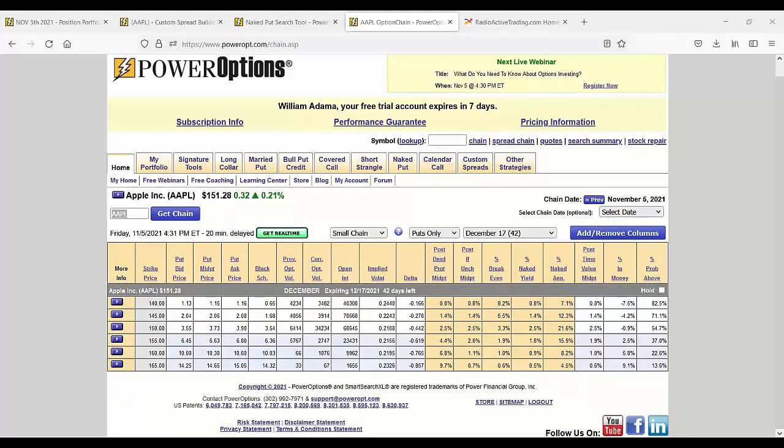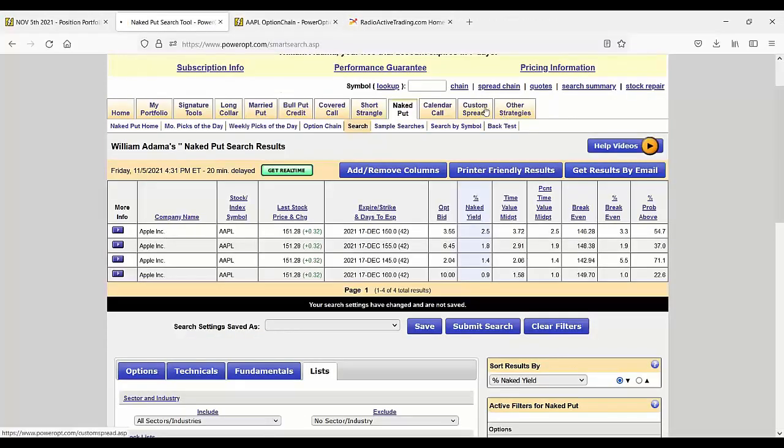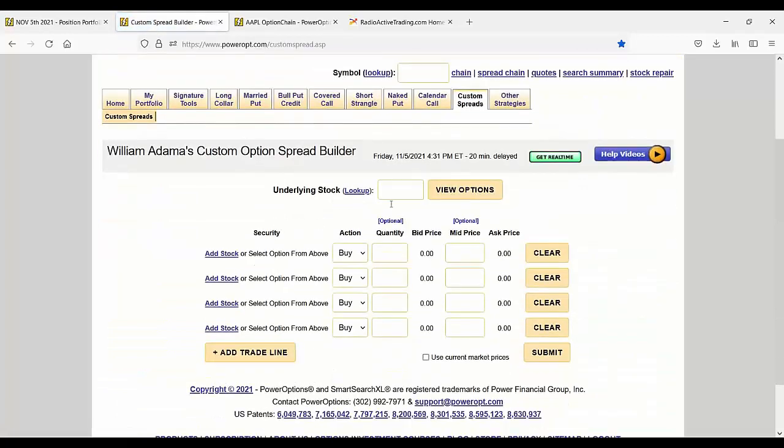Now, keep in mind, another approach we could use if you wanted to generate premium. I didn't mean to do that. I want to close it. I wanted to go to it. Let's go back to the custom spreads there for 100 shares of Apple.